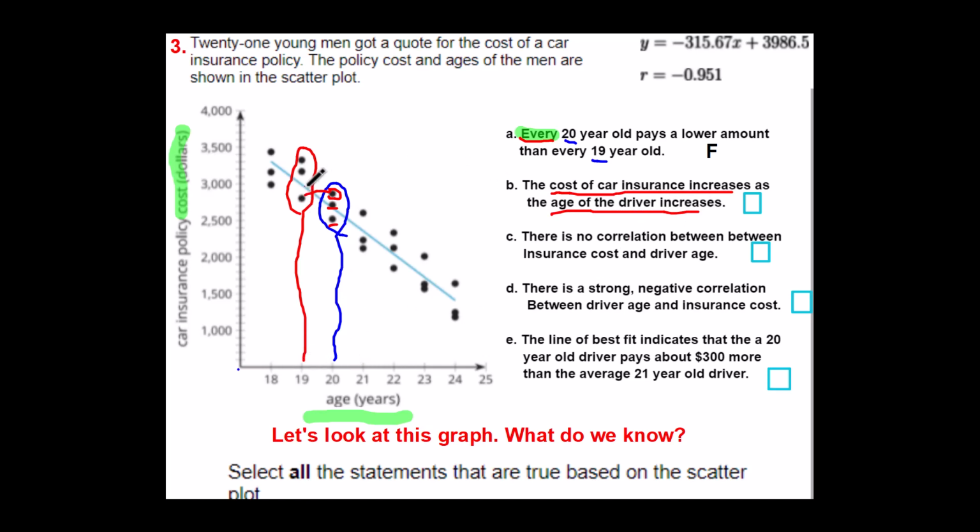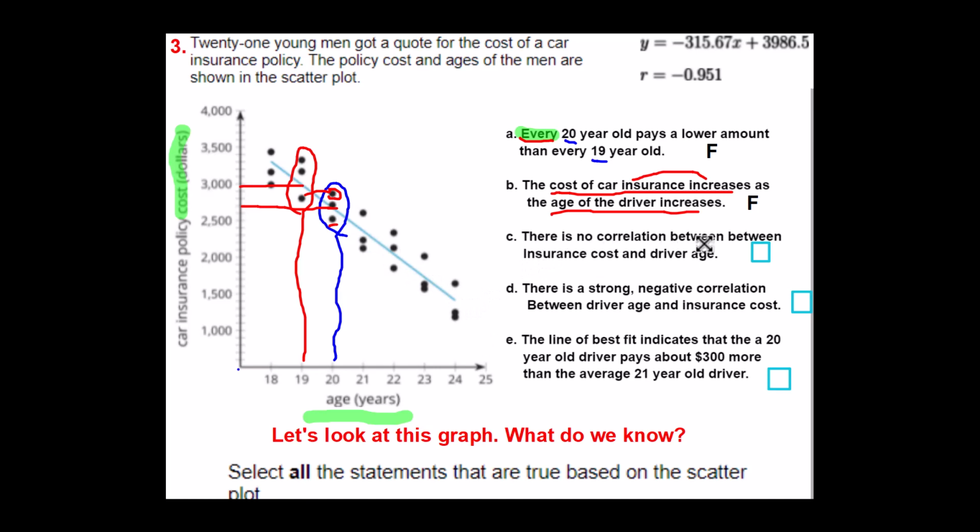So car insurance, let's look at the regression line. For 19-year-olds, it's going to be around $3,000, and 20-year-olds is going to be less than that. So as we go up in age, is the car insurance increasing or is it decreasing? Read those carefully. It's going to be false. Car insurance decreases as the age of the driver goes up. You see it's going down.